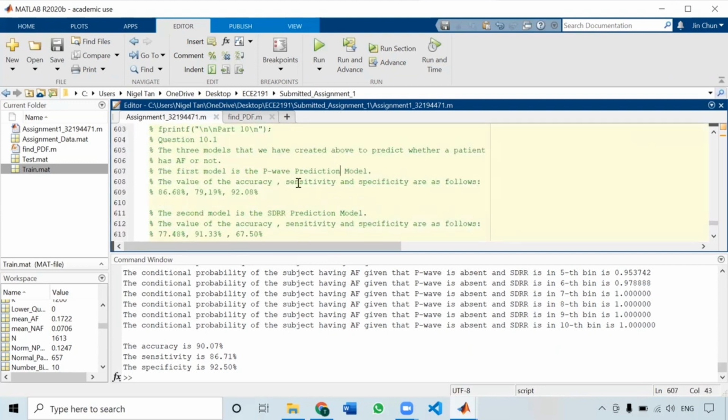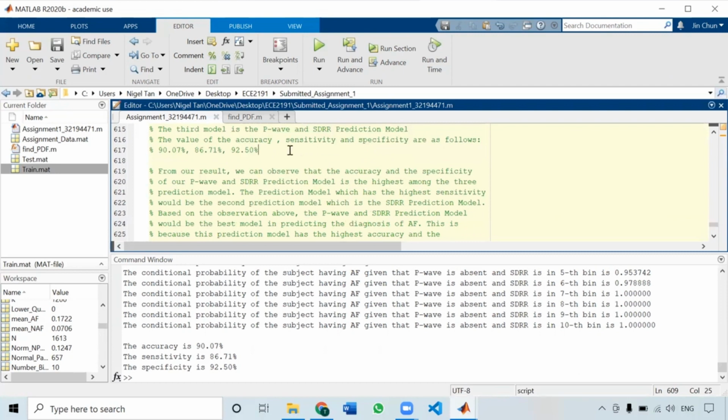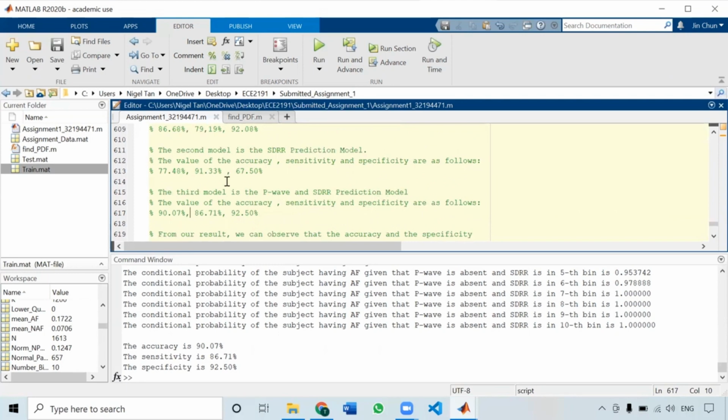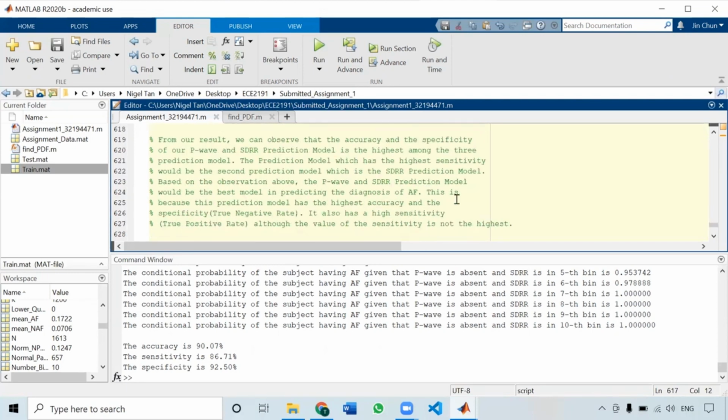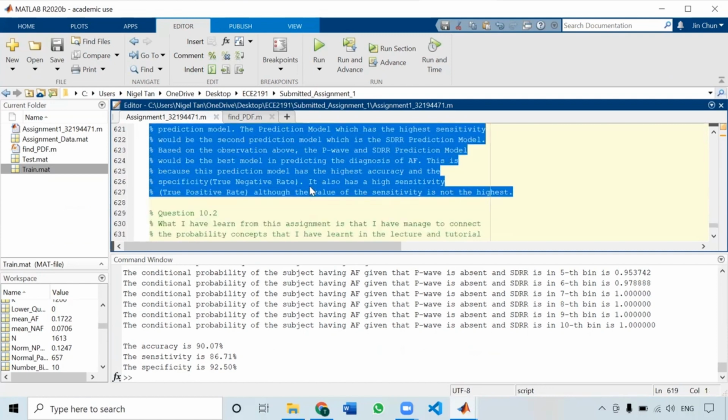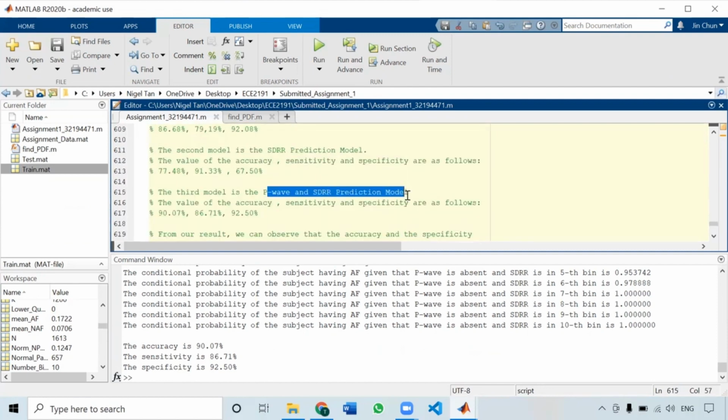For part 10, from the 3 models, I found that the P-wave and SDR prediction model is the best since it has the highest accuracy and highest specificity, and it also has a high sensitivity, but it's not the highest. From here, I made my prediction conclusion, which is that this is the best model to use.